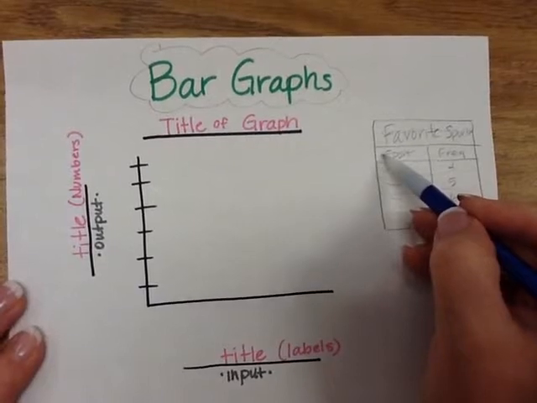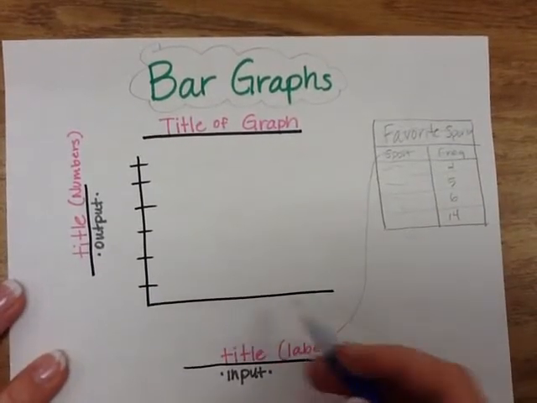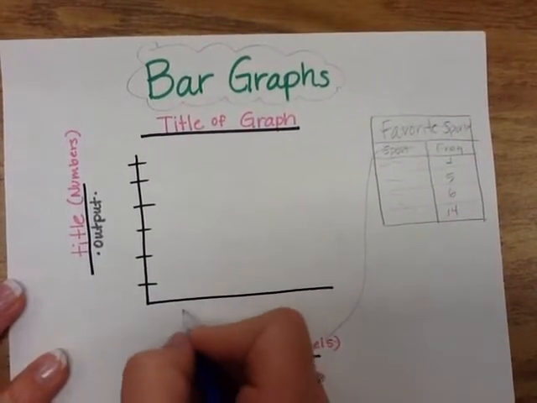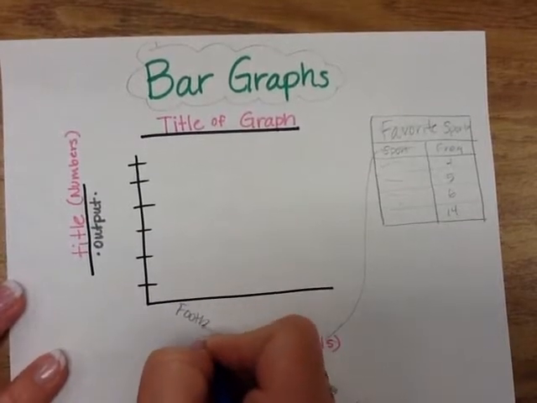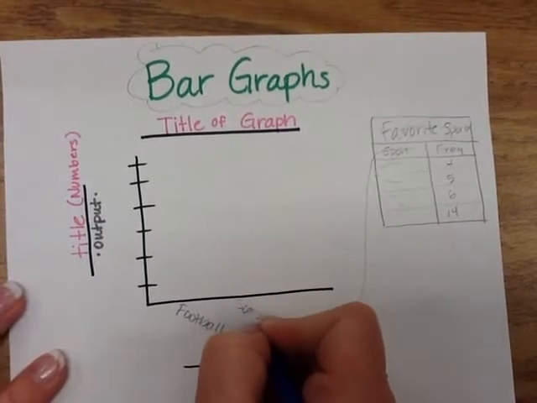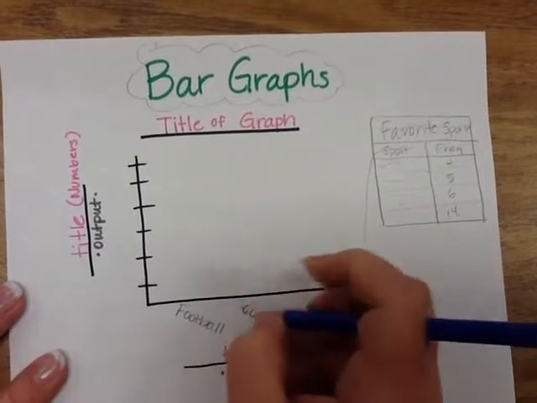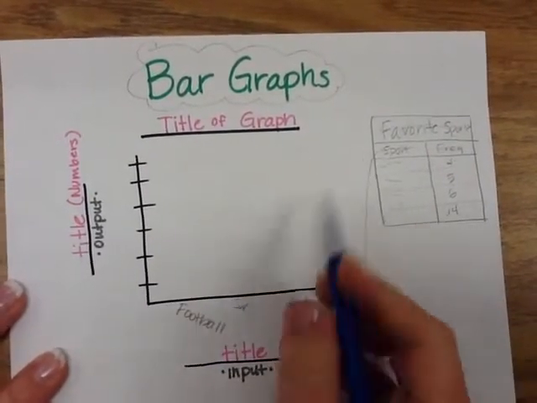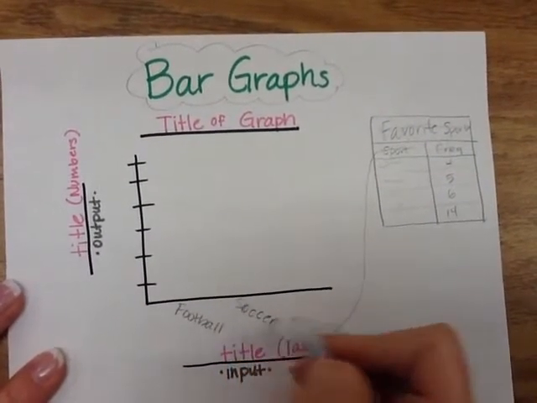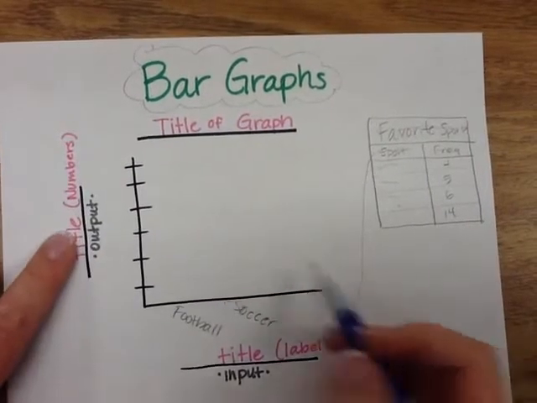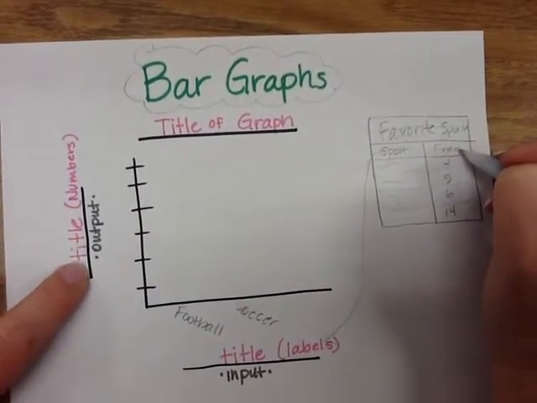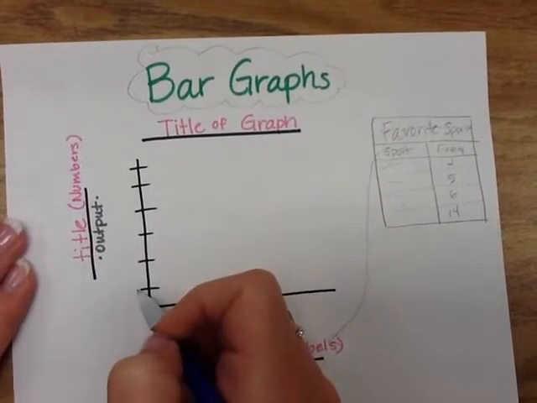So your title for your x-axis would be your labels. This is going to be where you're going to have your words. So if it was, say, football, soccer, okay, so on and so forth. Okay, so this is going to be your labels. Here is going to be your output, which is your frequency. Okay. They're going to talk about numbers.